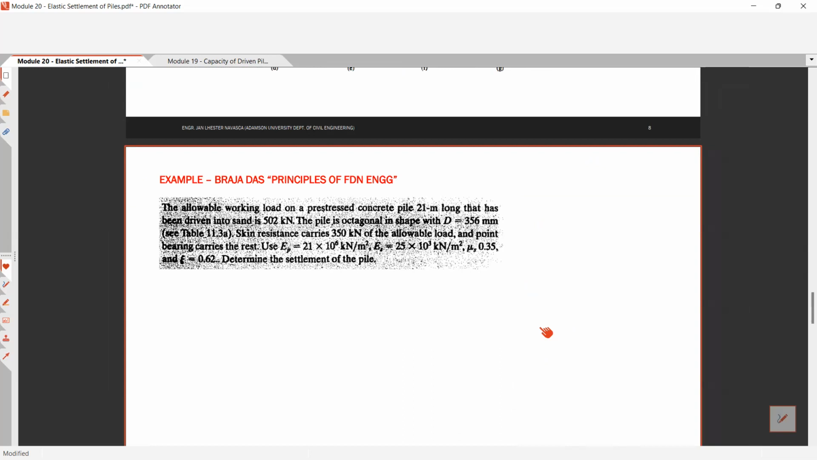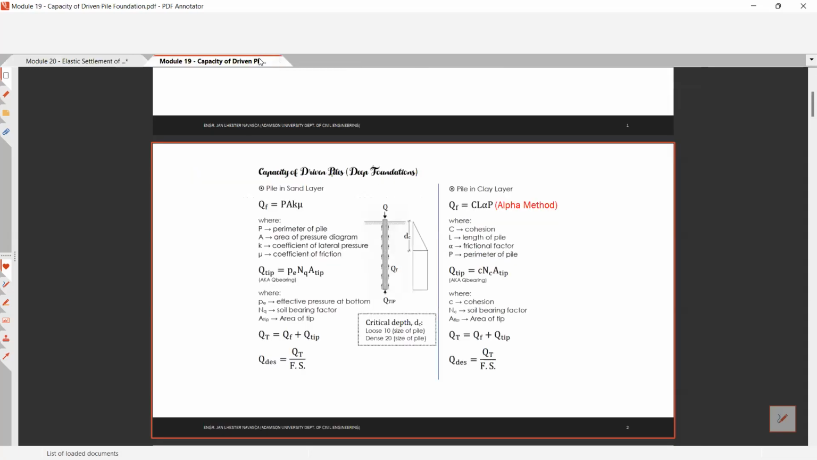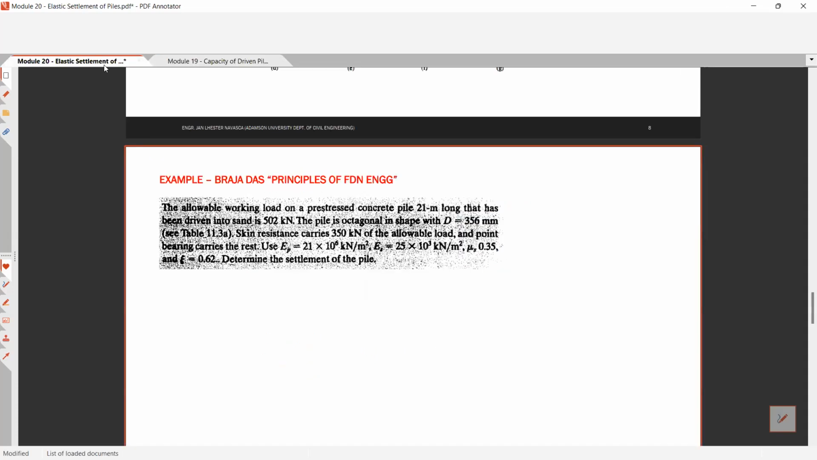The allowable working load on a pre-stressed concrete pile that is 21 meters long and driven into sand is equal to 502 kilonewtons. Okay, ito yung allowable working load. Basically ito siya, ito yung Q sub T.